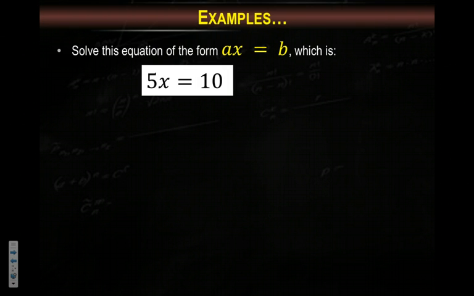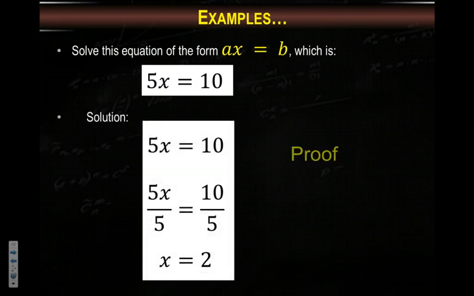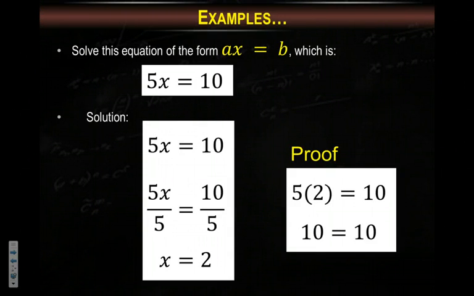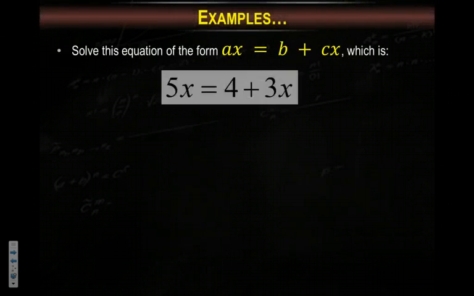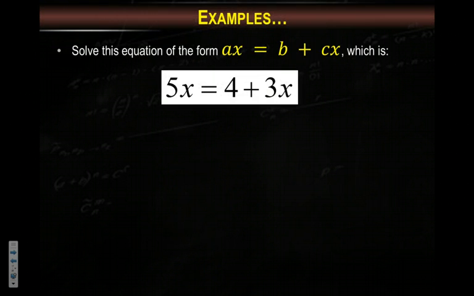ax equals b. So we just divide by 5. We get 2. And we can prove it. Another word for proof, by the way, is verify. We can verify this by just putting our answer back into the equation, and we're done. That was an easy one. Let's move on.